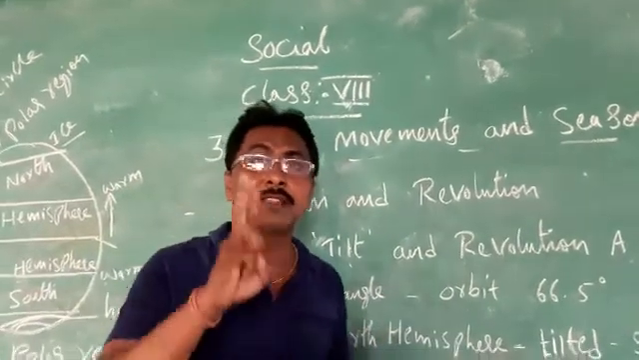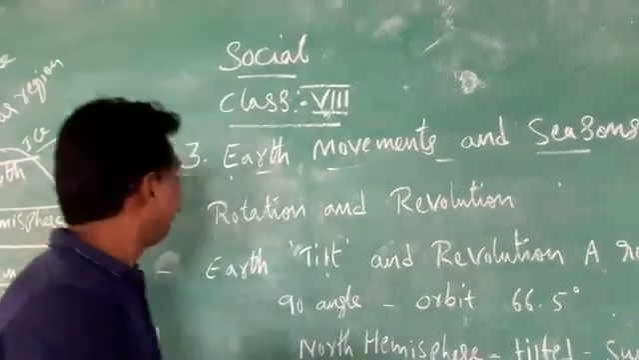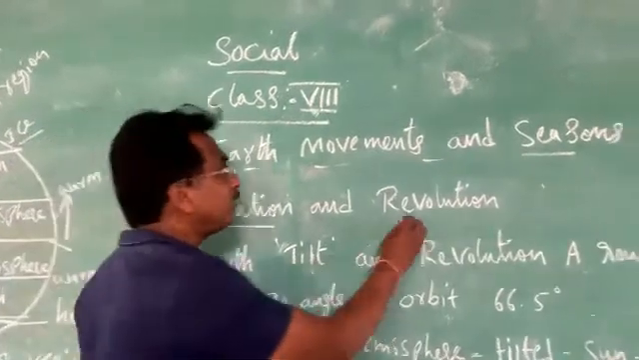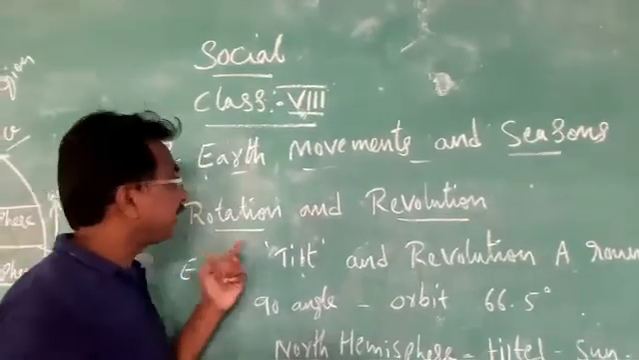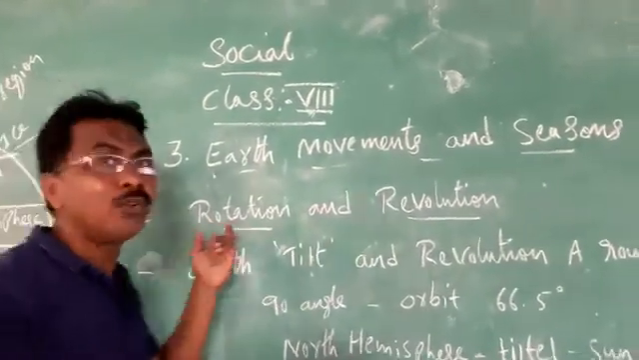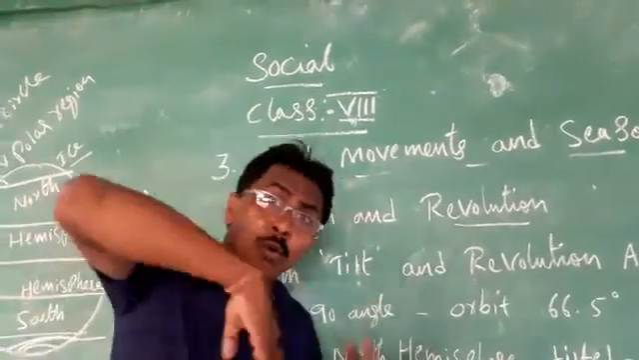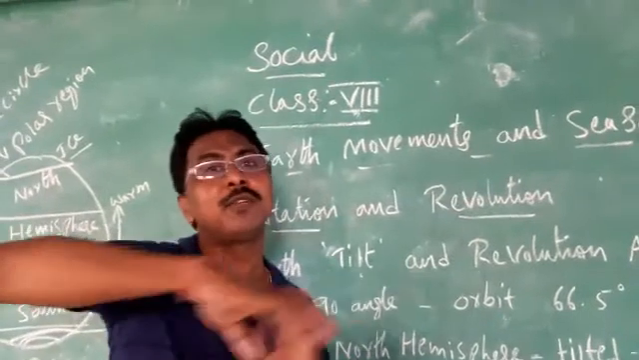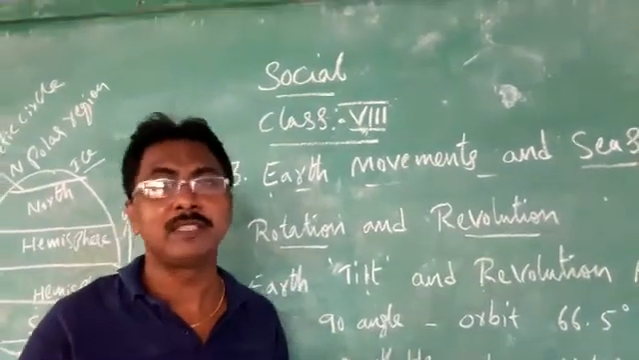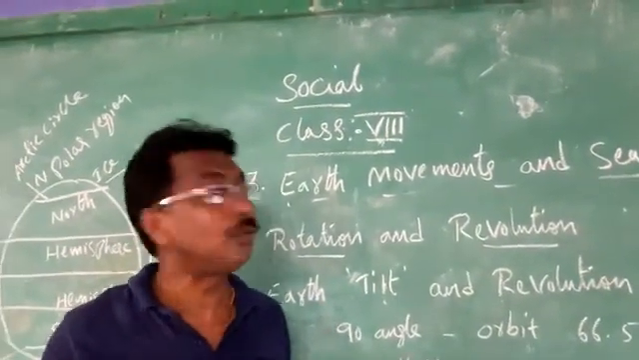Why? Because the earth is doing two movements. One is rotation and one is revolution. You know what rotation is? The earth moves around its own axis from west to east. It is called rotation. With this, days and nights are caused, I told you.